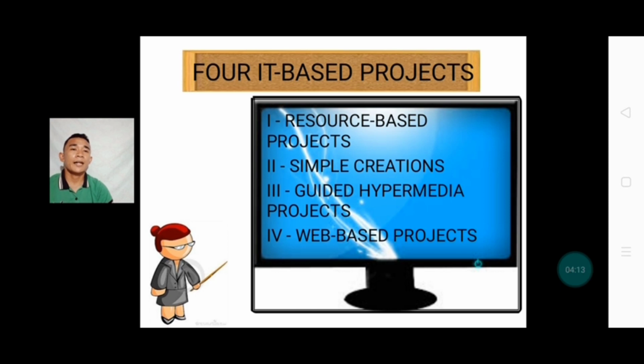Let's move to the four IT-based projects. First is resource-based projects. Secondly is simple creation. Third is guided hypermedia projects. And fourthly is web-based projects.